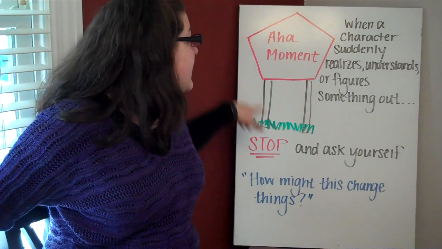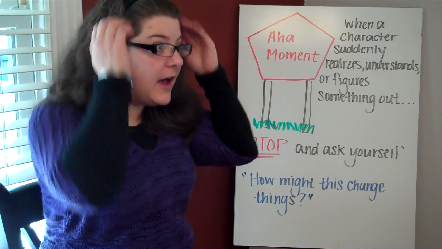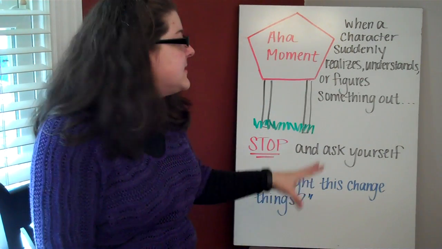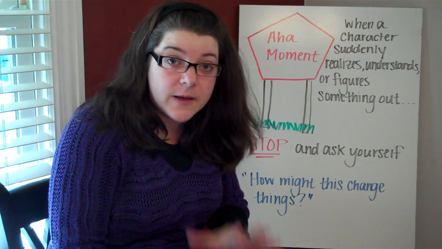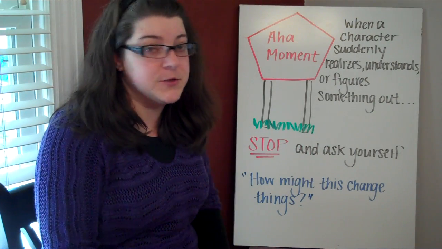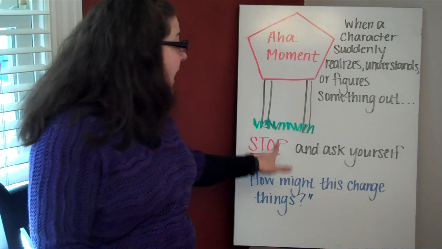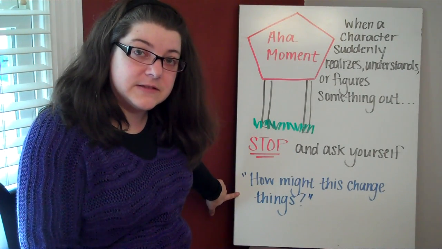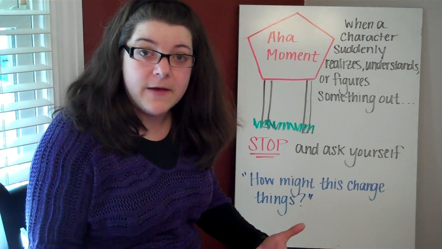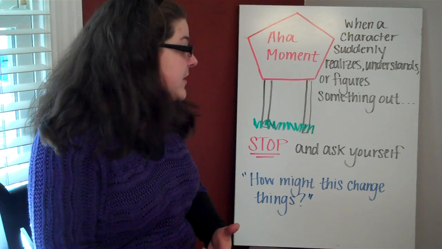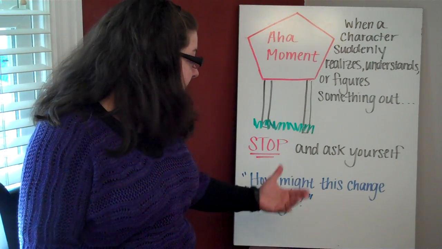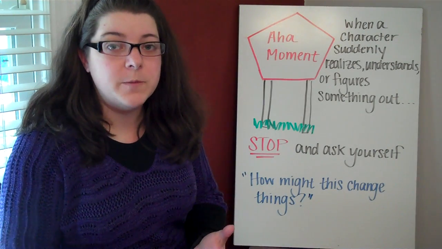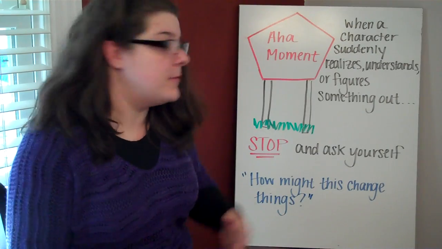Next part. The aha moment. Aha! In your brain, when a character suddenly realizes, understands, or figures something out, again, we need to stop and ask ourselves, how might this change things? And make notes about the answers to that question. So, again, this is going to help us remember and find the author's purpose and the theme and help us remember what we've read.